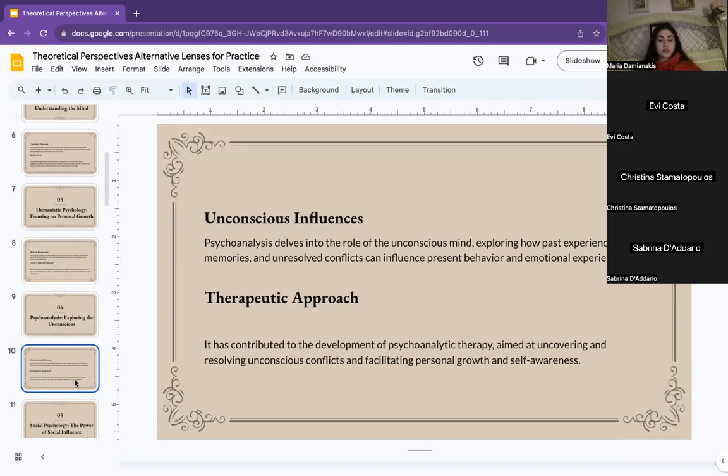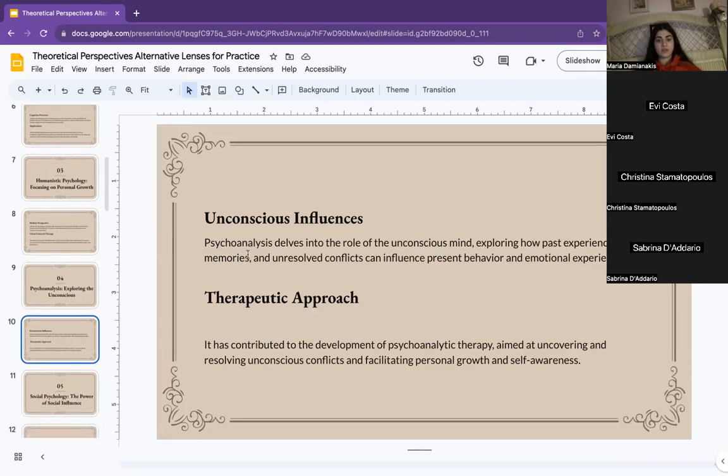The unconscious influences. Psychoanalysis delves into the role of the unconscious mind, exploring how past experiences, memories, and unresolved conflicts can influence present behaviors and emotional experiences. The therapeutic approach has contributed to the development of psychoanalytic therapy, aimed at uncovering and resolving unconscious conflicts and facilitating personal growth and self-awareness.